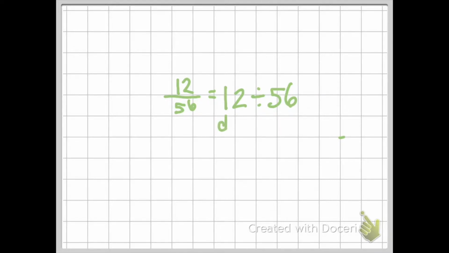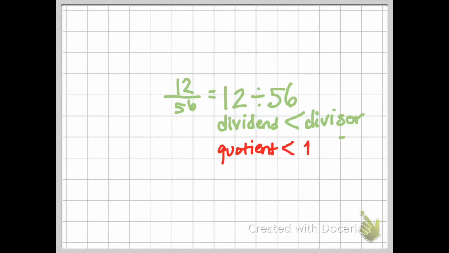Now, we notice that our dividend is actually less than our divisor. When your dividend is less than your divisor, it means that your quotient, or your answer, will also be less than 1. Let's take a look at something else.